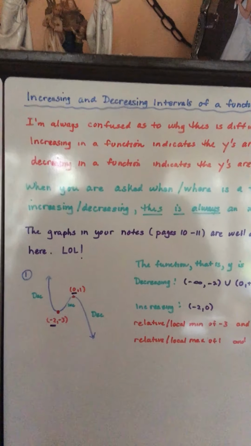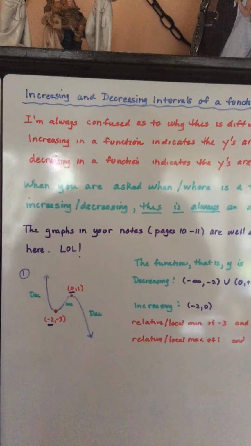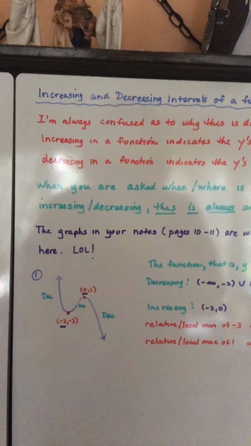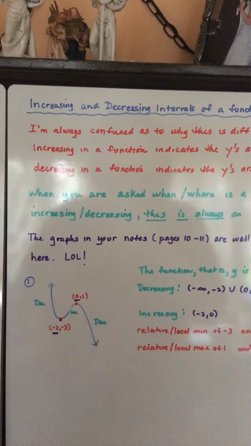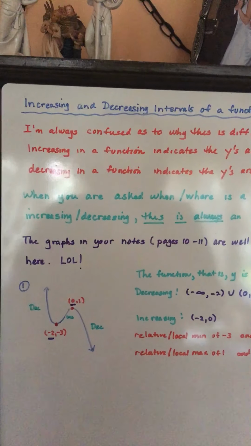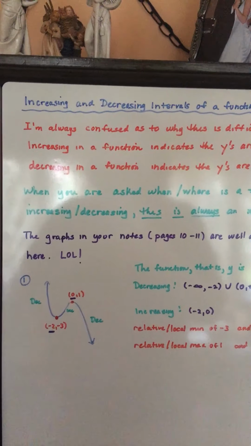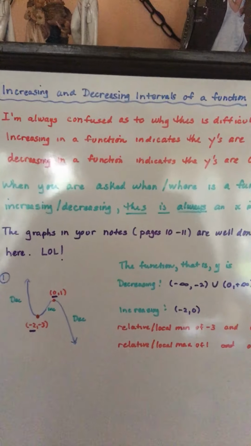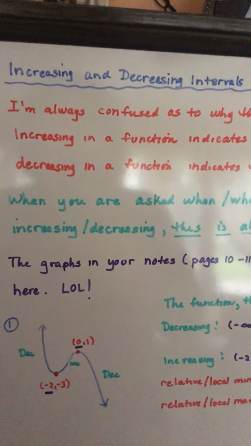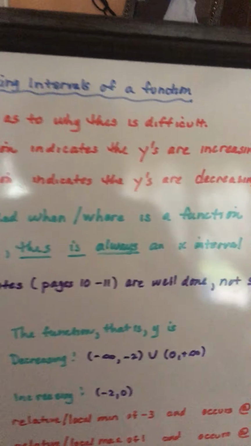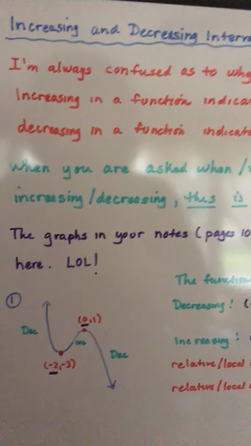Increasing already indicates that the y's are getting larger. Decreasing already describes that the y's are getting smaller. So when I say where is y increasing, I don't want to know the y values. I use the word increasing to know I want to know where it is. So I'm looking at where or when the x's are that let the y increase or decrease.